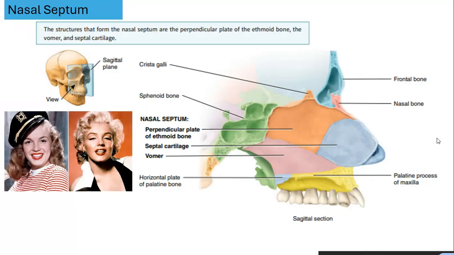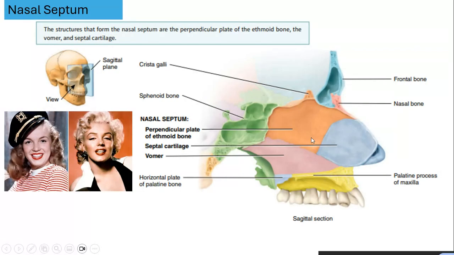What is the nasal septum, right? Structures that form the nasal septum are the perpendicular plate of the ethmoid bone, the vomer, and the septal cartilage. This is the sagittal plane, as you can see, right? This is the view that we are looking at. That is a crista galli. This is a frontal bone. That's a nasal bone. That's a palatine process of maxilla. This is horizontal plate of palatine bone. This is the vomer. Septal cartilage.